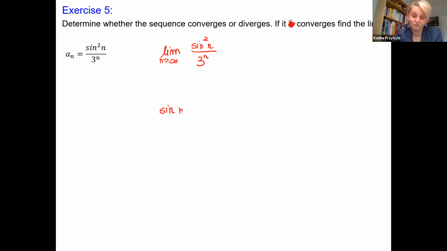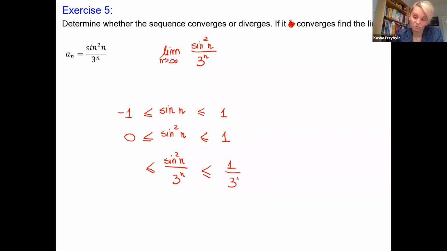I can start with sine of n. Sine of any angle is between -1 and 1, right? But we do have squared, which means squared quantities are always greater than 0, and still finite. The maximum value is 1, and when I square it, it's still 1, okay? And now my formula is actually divided by 3 to the power of n. I will divide 1 and I will divide 0.